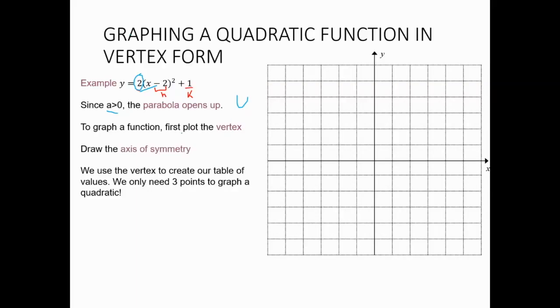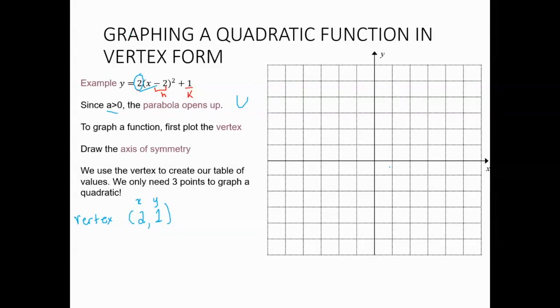And then to graph this function, we're going to first plot the vertex. So what is the vertex? Well, we just talked about that. The vertex is going to be whatever my h value is. So if I look in the bracket, it says -2, but remember, I'm going to flip that sign. So I'm going to put a 2. And then my k value, which is a 1. So I have 2 and 1 as my vertex. So this is my x and my y value, remember?